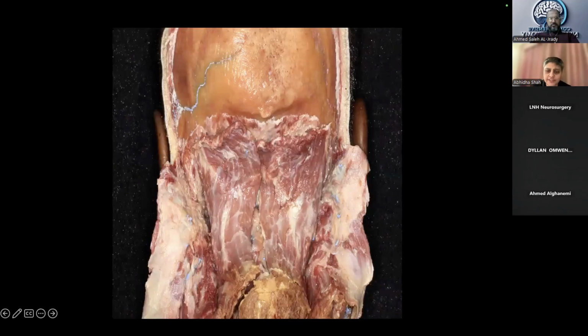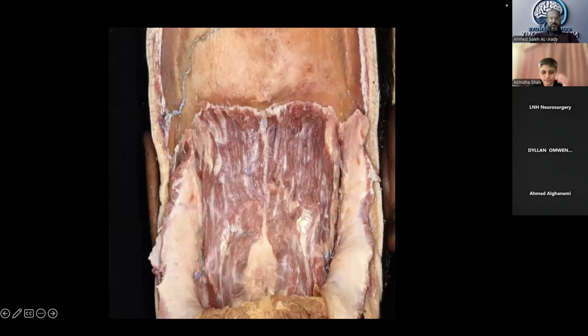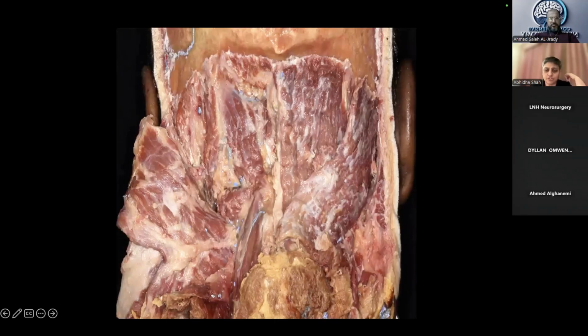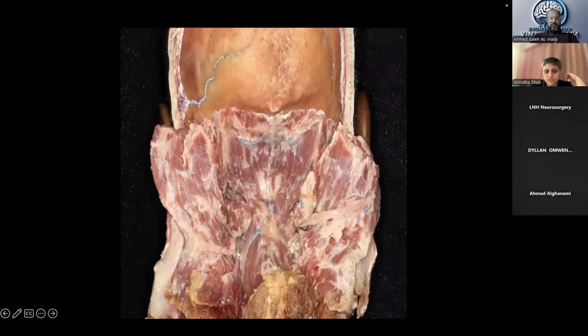Here you can see they're attached at the nuchal lines and they go all the way down to the spinous process. Once you reflect this, this is the semispinalis capitis. Once you reflect this, you will reach the suboccipital muscles in the posterior aspect of the neck. Here you can see the muscles more clearly. You see the rectus capitis posterior major, rectus capitis posterior minor. Here is the superior oblique and the inferior oblique. And in the most lateral part, here you will have the rectus capitis lateralis.